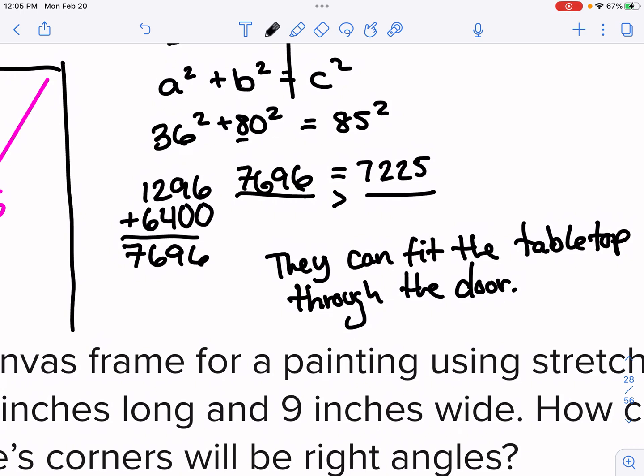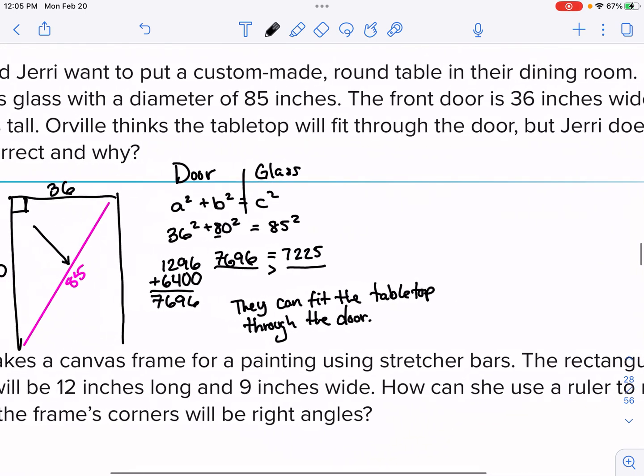We could take the square root of both these numbers, and we'll still find that the left side is greater than the right side. So this is good. In this case, Orville thinks the tabletop will fit through the door. Orville is correct.